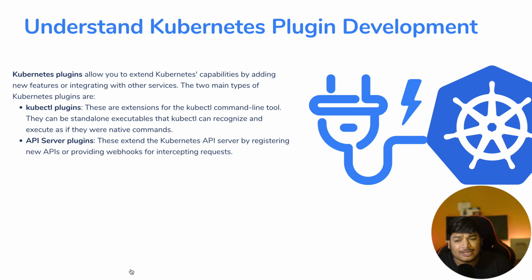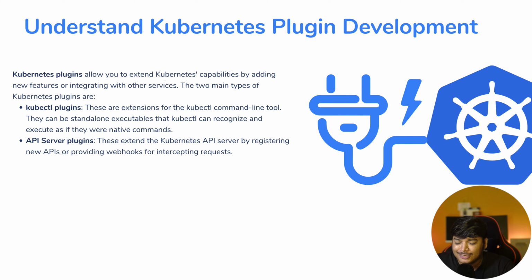And the second one is the API server plugins. These can extend the Kubernetes API server by registering new APIs or by providing webhooks for intercepting requests. Now, for today's tutorial, we will learn how to develop the kubectl plugins. So let's get started with that.